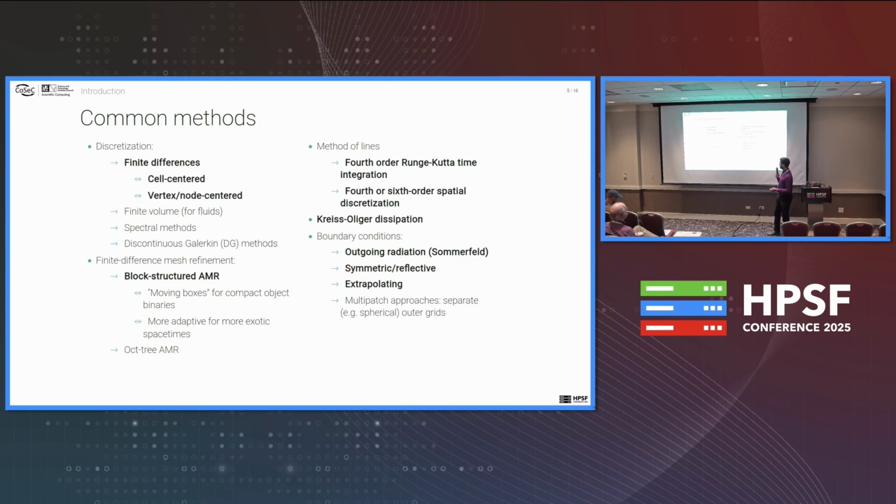We typically use the method of lines for time integration. That's quite common across the codes that are similar to ours: we use fourth order Runge-Kutta time integration, and fourth or sixth order spatial discretization. You might wonder, why bother with sixth order? You're already only getting fourth order from the time integration. Actually, we find that makes a significant difference for long black hole binary inspirals. So for long simulations, that helps with our accuracy. We also use Kreiss-Oliger dissipation, which I don't think is common outside of numerical relativity, to dissipate noise from the boundaries of refined levels.